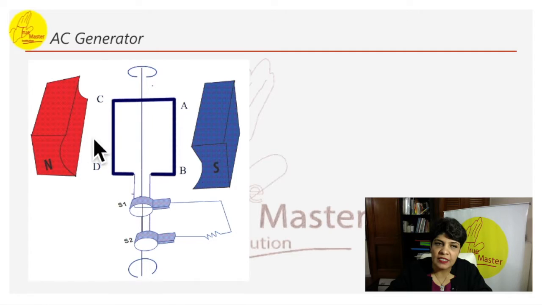So the magnetic field is created here, and in between there is this coil which has been placed. This coil is wrapped on a cylinder, and there are two strings which are pulled out. These strings are connected to the slip rings S1 and S2, and these two are called the commutator. So the third part, the commutator, is here. This is actually to take out the current that has been developed.